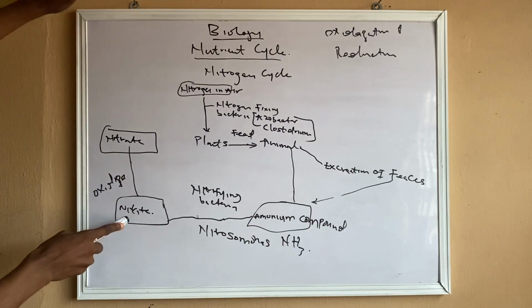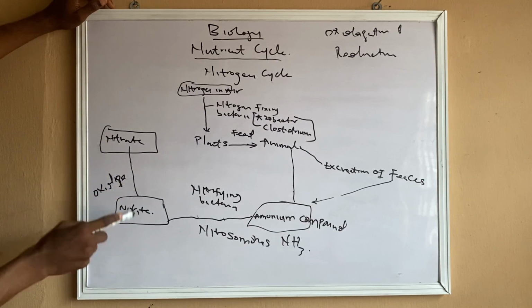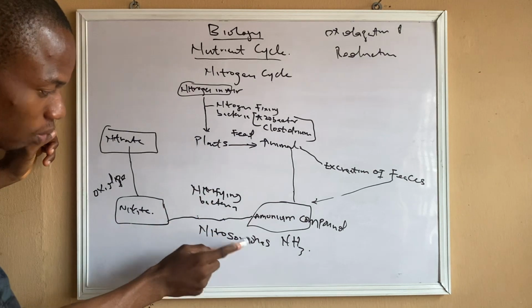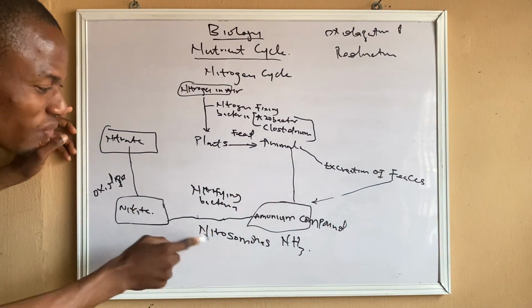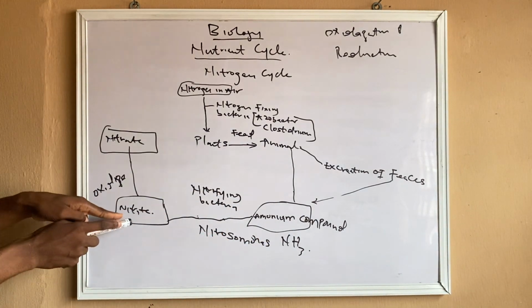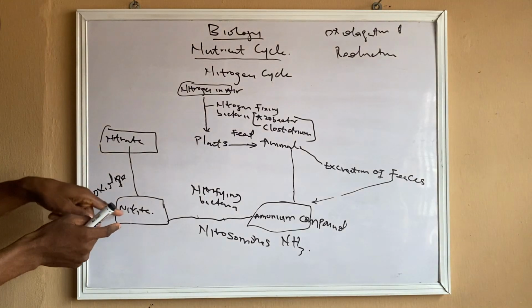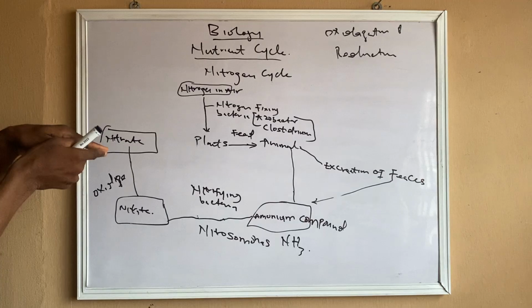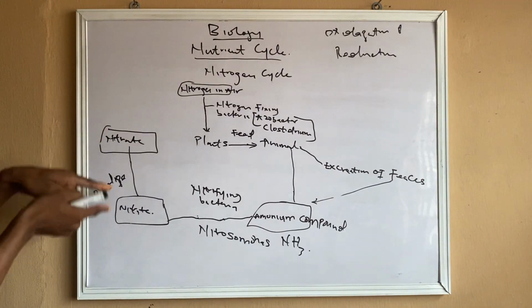This nitrate is different from nitrite. Nitrate is different from nitrite. Don't get it wrong. Nitrifying bacteria convert the ammonia to nitrite, not nitrate. Nitrite, nitrite. But this one is nitrate because there is an addition of oxygen.